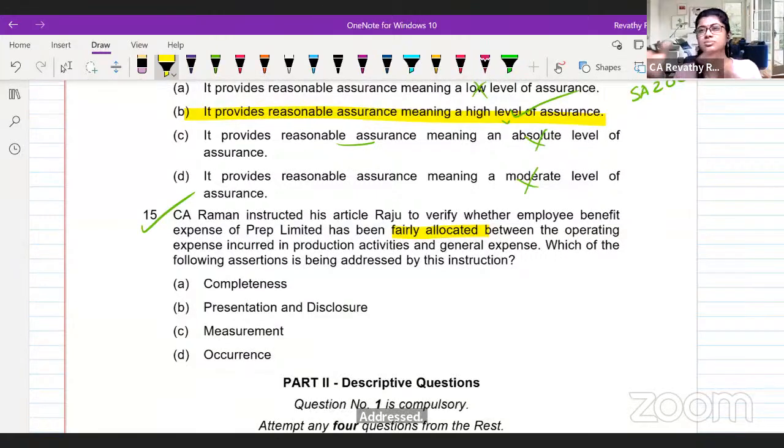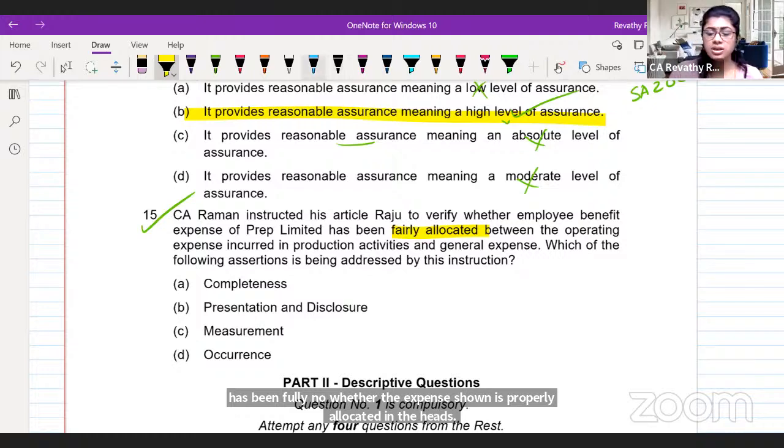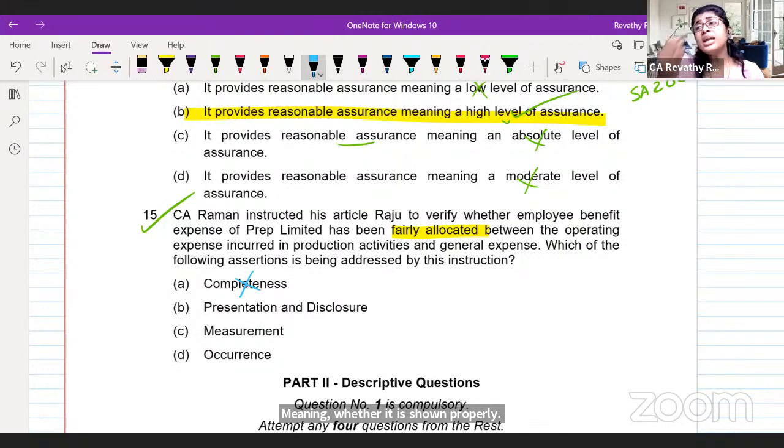Whether they are properly. Whether the expense shown is properly allocated in the heads. Meaning whether it is shown properly. So it's not completeness. Whether it is shown properly in FS. Are you measuring the amount, Sujitra? No. It is whether it is classified properly. So the answer is presentation and disclosure. Allocated means shown in P&L account properly.